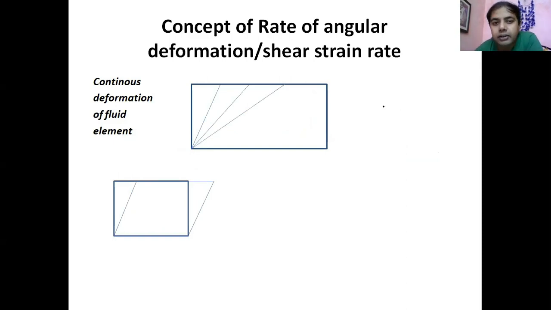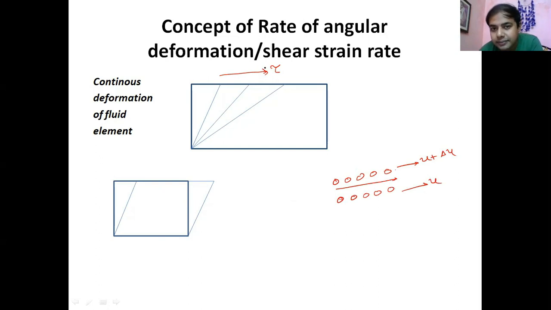Now we'll see the concept of the rate of angular deformation, or shear strain rate. As you apply shear stress here, from one layer to the other layer, we have already told you, this layer has velocity u and the next layer has velocity u plus delta u. Due to this, some force acts, and force per unit area is the shear stress. Due to the shear stress, the fluid medium is continuously deformed.